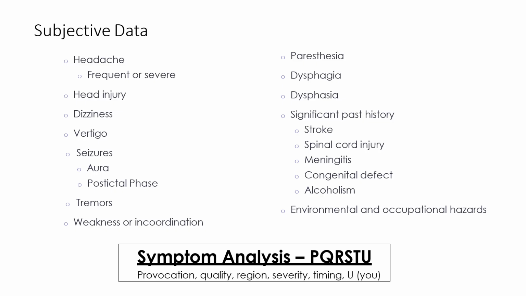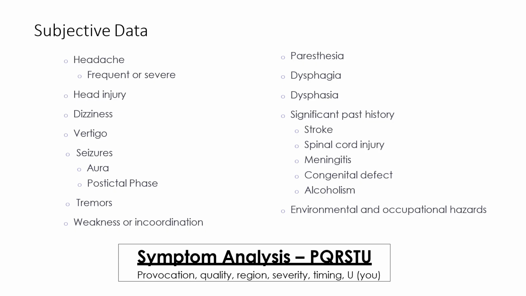Seizures usually have two phases. We have the aura. This is before the seizure happens. And then we have the postictal phase. This is after the seizure has subsided. Do they experience any tremors, weakness in coordination? If they have any paresthesia, paresthesia is the feeling of pins and needles. A lot of times individuals will have this if they have diabetes and they have diabetic neuropathy. They can experience this in their legs and feet.